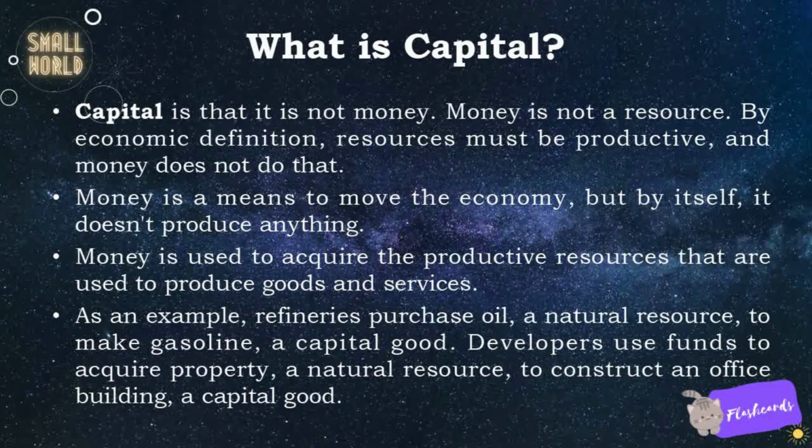As an example, refineries purchase oil, a natural resource, to make gasoline, a capital good. Developers use funds to acquire property, a natural resource, to construct an office building, a capital good.